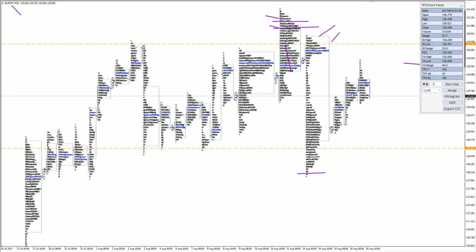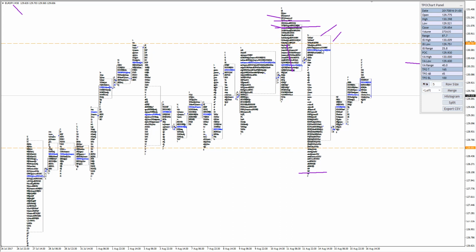If you check the value range, 40 pips, 35 pips, 45 pips, the market is basically going into a natural upward correction after this strong drop week. This is a natural reaction, in my opinion, on the Euro-Japanese yen, and I expect price to go lower.